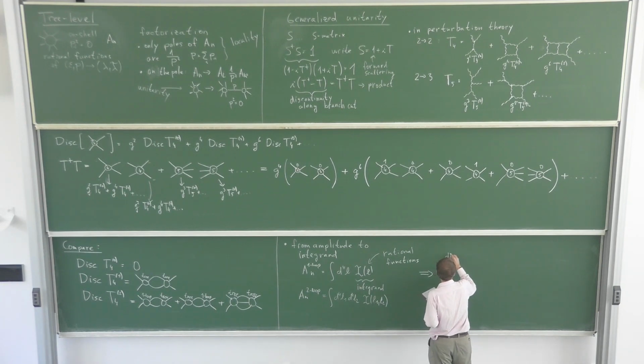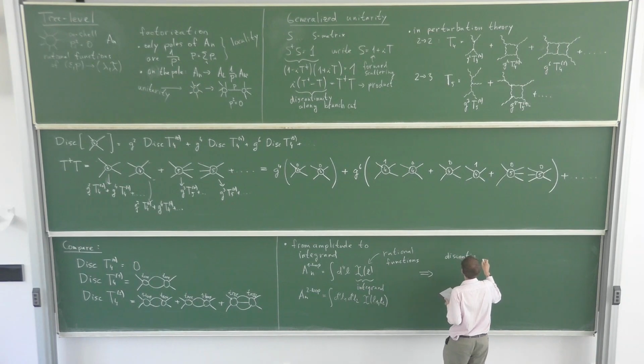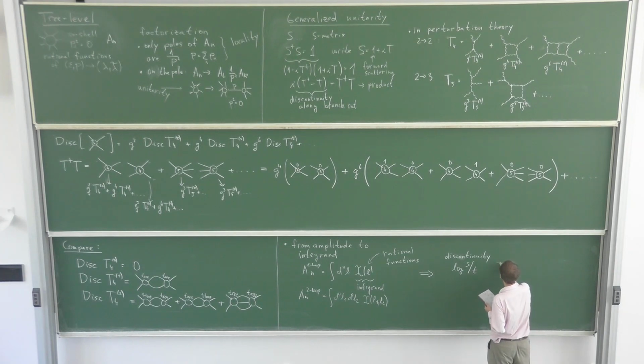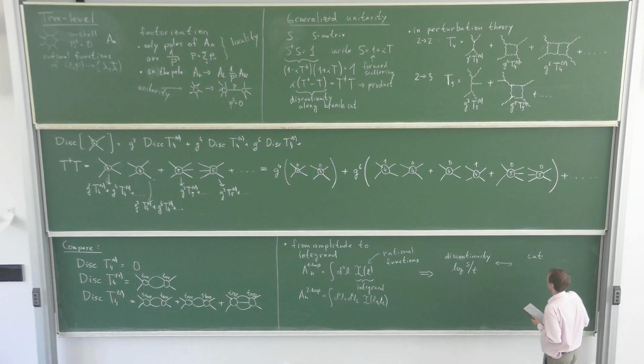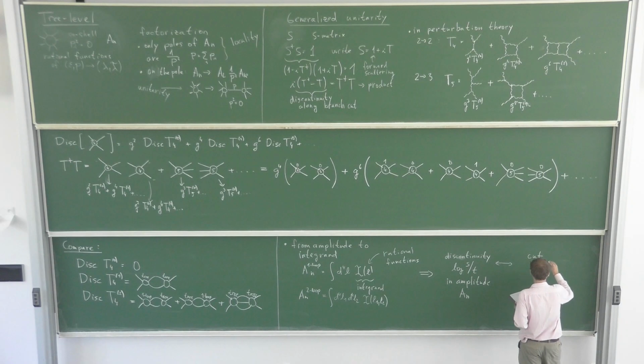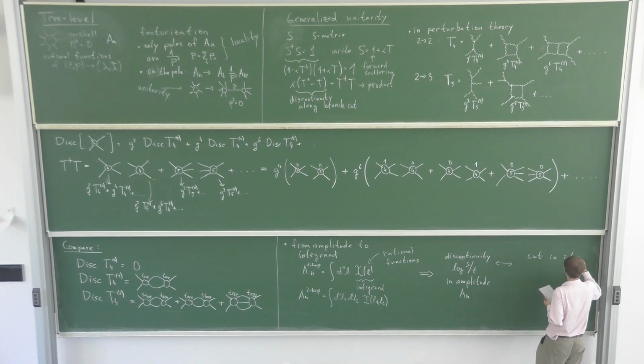So the discontinuity along branch cuts of, let's say, some function like log s over t, because this is typically what happens, and much worse, of course. Taking the discontinuity along the branch cuts of the amplitude corresponds to taking a cut of the integrand. So, cut in integrand I, L. Okay, I'm not specifying the loop order here.